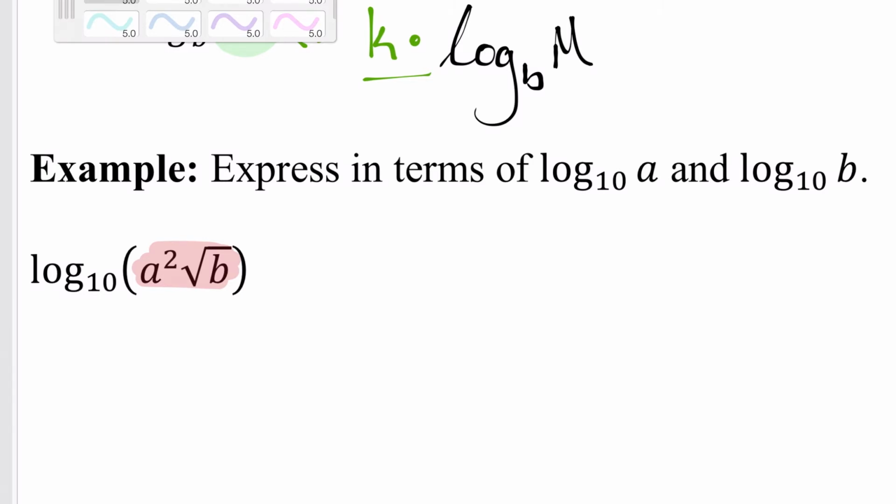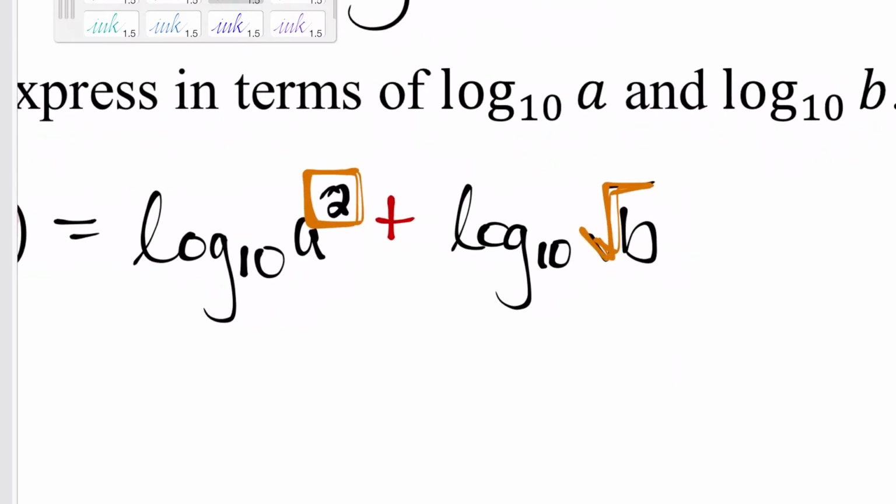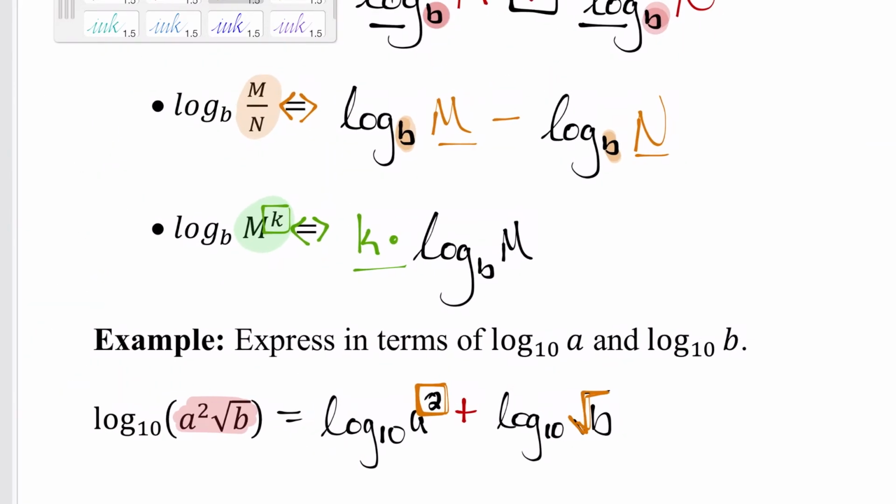So in order to separate them, because those are multiplying, I can separate them into their own logs and they're going to be adding together. We also have issues with this square that's on the inside and the square root b. So first off, the square root b, we don't have anything in our log rules about square roots, but we do have stuff about exponents.